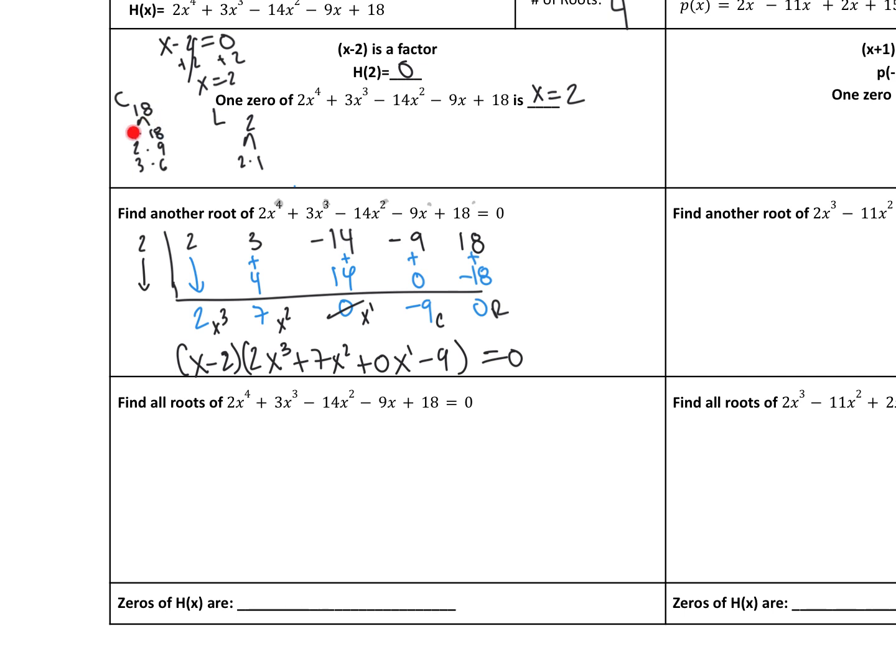And then what you do is you put all of your factors of the constant on top of all the factors of the leading coefficient. We're going to start with 1. We're going to put 1 on top of 2, and then 1 on top of 1. Or I guess we can start with 1 first: 1 and 2. And they're both positive and negative.